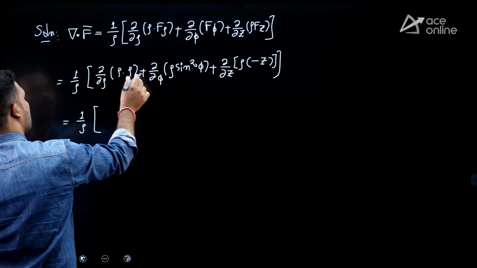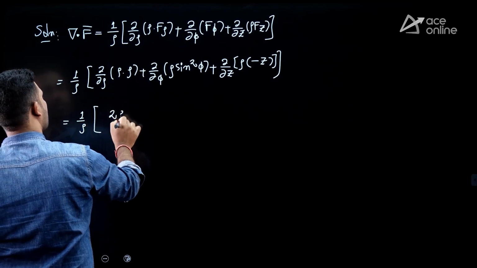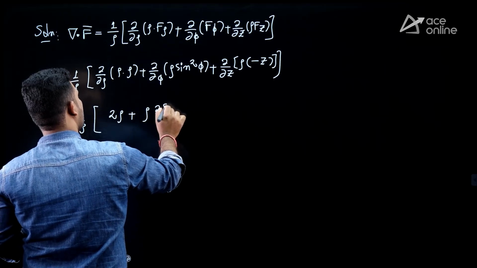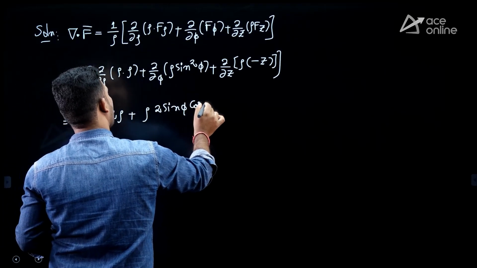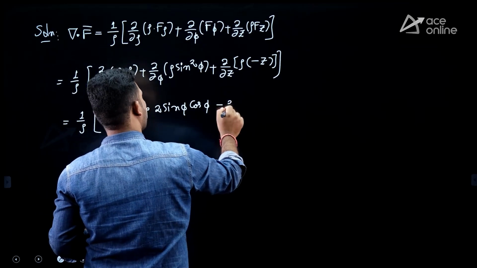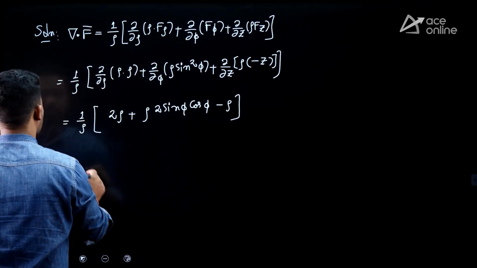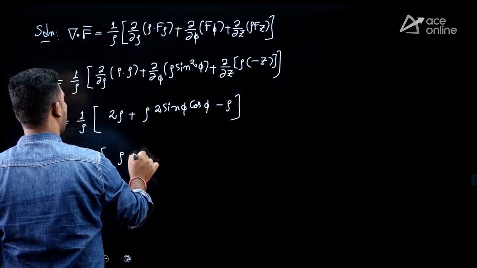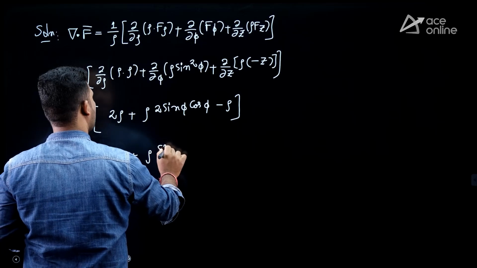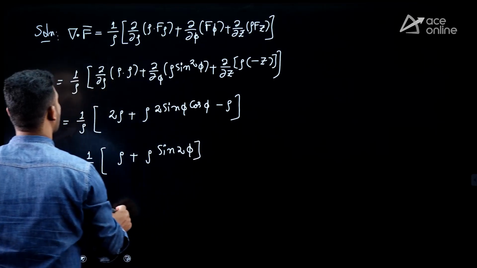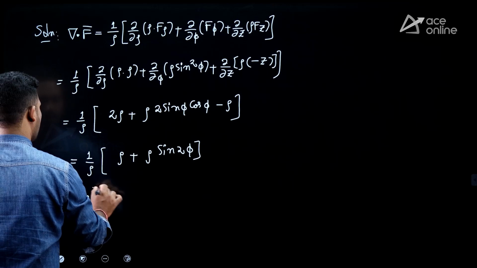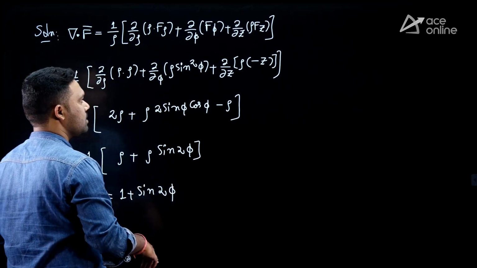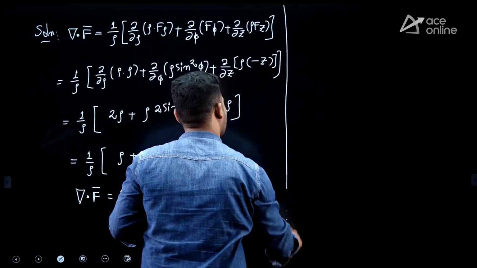So 1 by rho into rho square, differentiation of rho square is 2 rho, plus this one, rho into sin square phi, it is 2 sin phi cos phi. This one is minus rho. So this is 1 by rho into rho plus rho into 2 sin phi cos phi, it is sin 2 phi. So divergence of f is 1 plus sin 2 phi. He is asking at the 3 different points, guys.